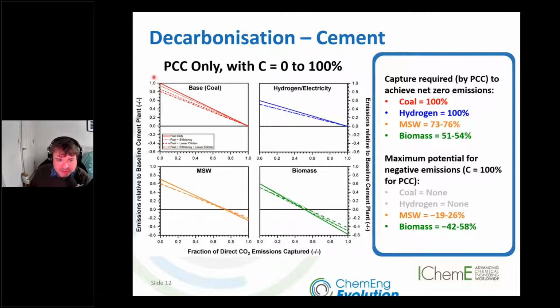And what you can see is that if you're running your plant on coal, you have to do a large amount of CCS in order to get anywhere near CO2 neutral. With hydrogen, you get rid of those fuel emissions, but you still need to do quite a lot of CCS because you've got the process emissions, which you're not treating. And then the important ones here are the fact that if you've got a fuel with a high proportion of biogenic materials, such as municipal solid waste or biomass, you can actually drive the emissions negative by capturing the CO2 from the exhaust of the cement plant, and that's a really quite useful thing to be able to do in the models.